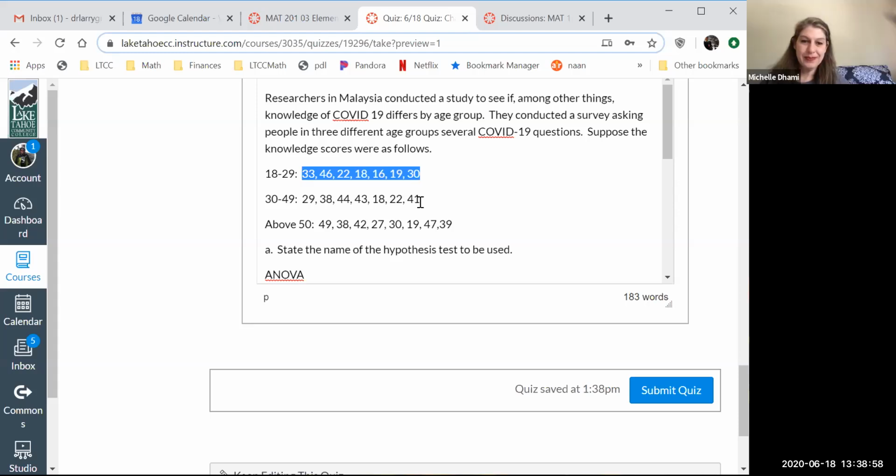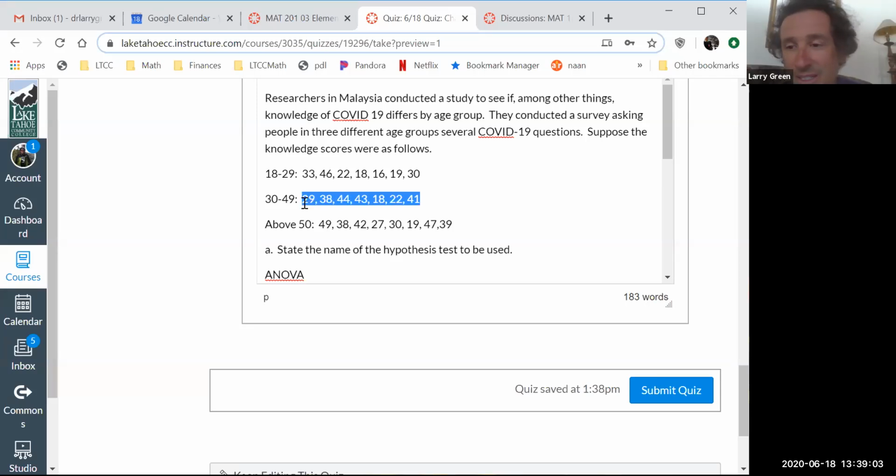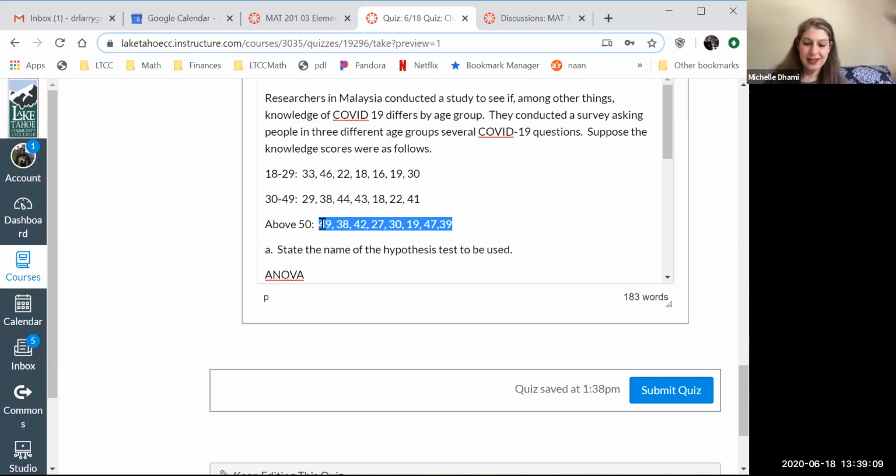7. What's the sample size for the middle group? 7. And what's the sample size for the elderly? 9. One more guess? 8. Yeah, 8. Okay, those don't differ greatly, right?